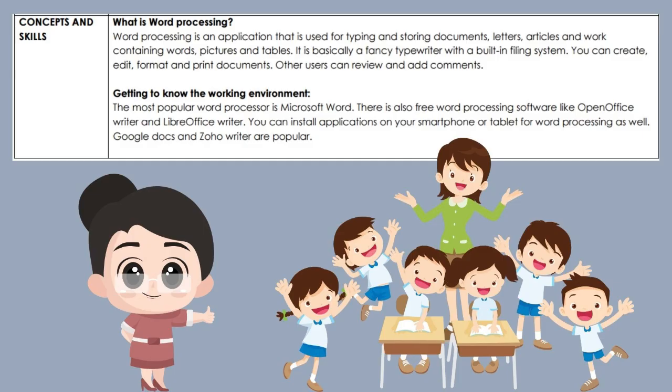Concepts and skills. What is word processing? Word processing is an application that is used for typing and storing documents, letters, articles and work containing words, pictures and tables. It is basically a fancy typewriter with a built-in filing system. You can create, edit, format and print documents. Other users can review and add comments.